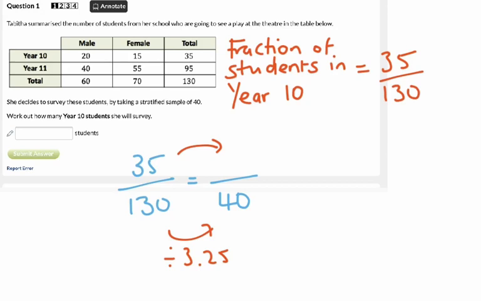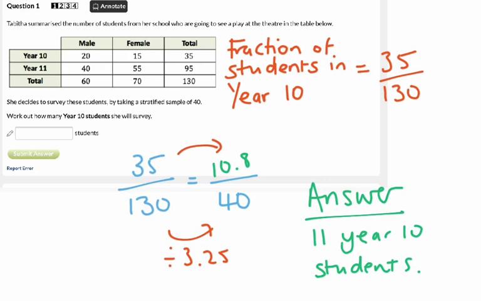So if we had 35 out of 130 Year 10s in the whole population, we now want to know how many there would be with an equivalent fraction of 40 for our sample size. So we want to do the same to the numerator and the denominator, which is divide by 3.25, because 130 divided by 3.25 gives us 40. When we do 35 divided by 3.25, we get 10.8. We think about the question, you can't have 10.8 people, so we say that our answer is 11 students need to be Year 10 in the sample, because we've now got an equivalent fraction.